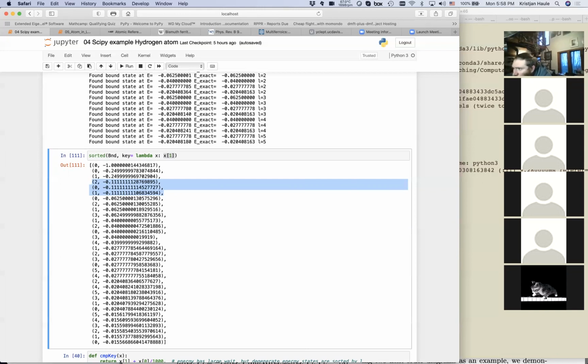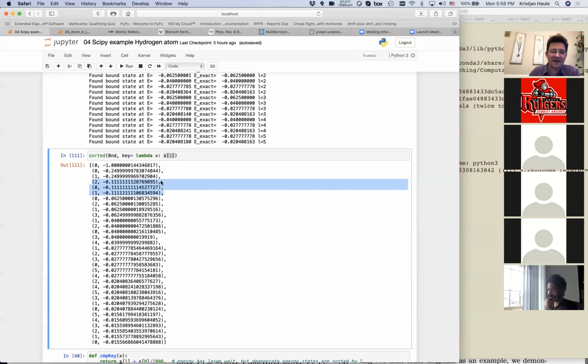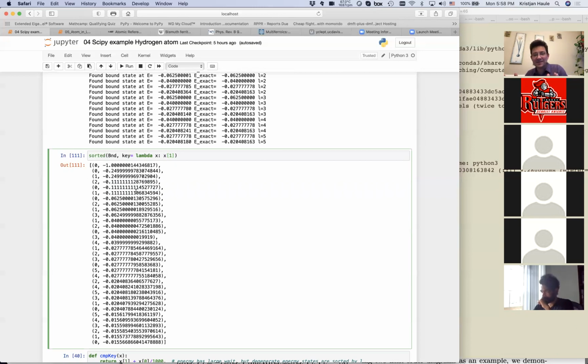Well, in Python 2, it was easy. You have the cmp comparing. You could compare two entries, and then you could say, well, if it turns out that the total energies are within a certain error bar, let's say the total energies differ by less than 10 to the minus 6, then look at the L quantum number, okay? And take the one which has smaller L first. So that would be one algorithm.